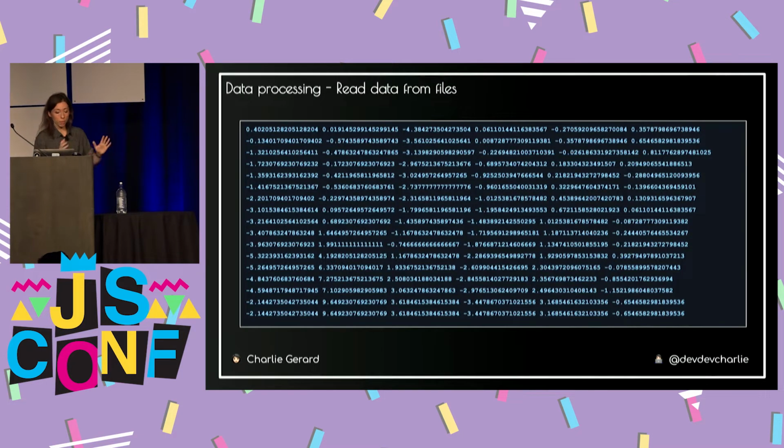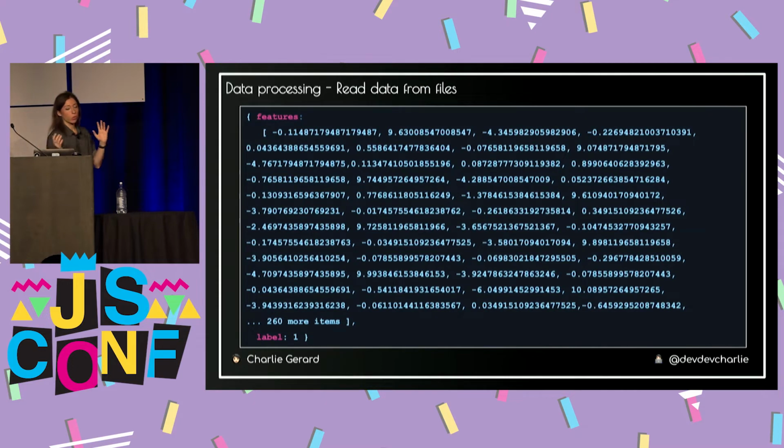So if we imagine that I have the nice file of data that I wanted, we're going to start with that. At the moment, it's just a file with lines. But the first step to transform it into something that we can use, we're going to transform into an object of features and label. I think this is probably one of the main terms in machine learning.